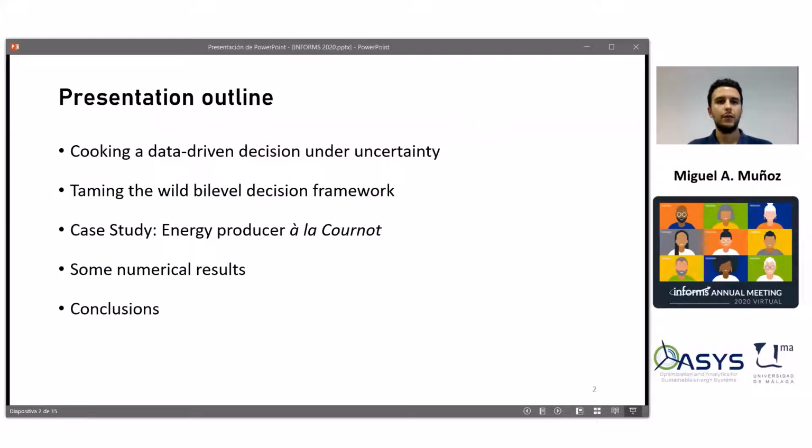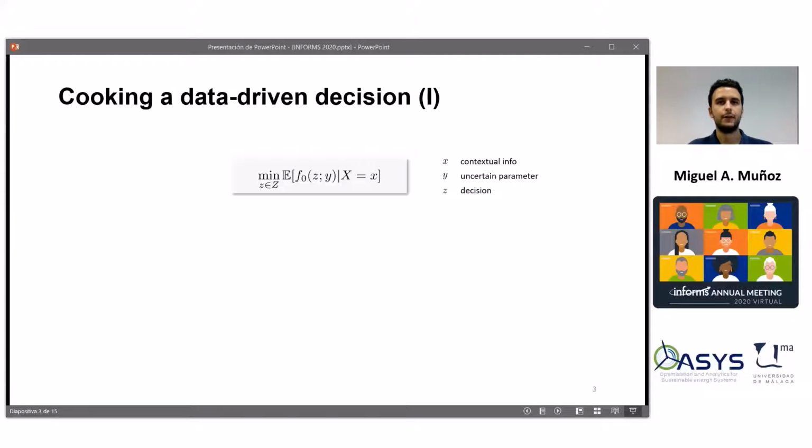My presentation outline is as follows. I'm going to first analyze several frameworks for decision-making under uncertainty, and I'm going to propose a new bilevel framework. I'm going to analyze how to deal with this bilevel formulation. I'm going to present a case study with an energy producer and a Cournot model. I'm going to show some numerical results and draw some relevant conclusions.